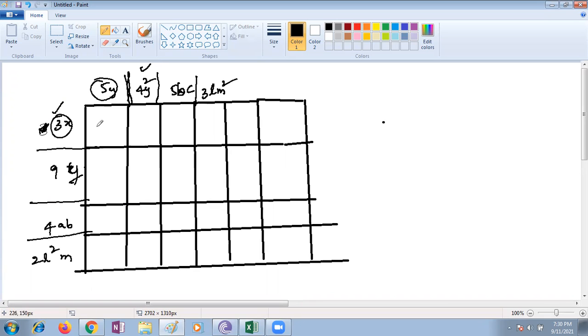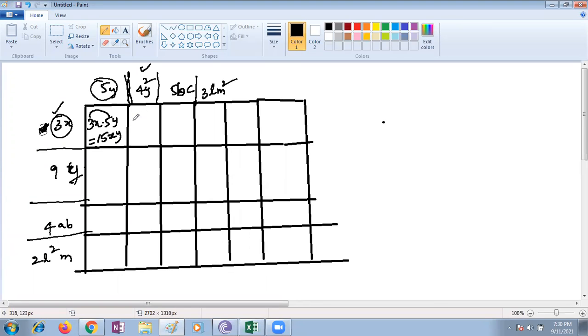I will give the names. First question goes to Divyesh. Divyesh, 3x multiplied with 5y, what is the answer? 15. Yes, what is the numerical part? 3 into 5, 15xy. Okay.